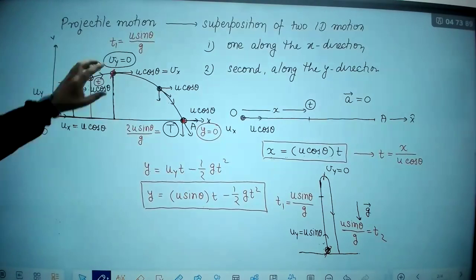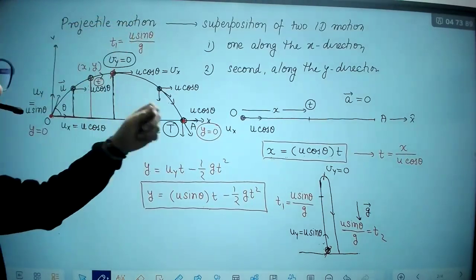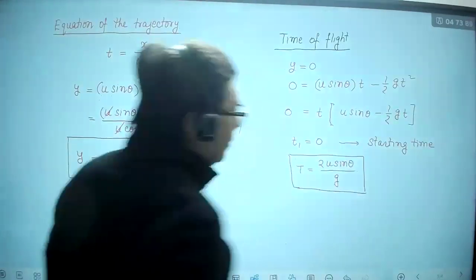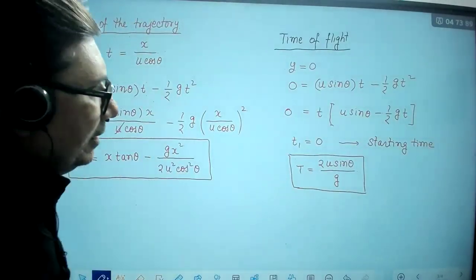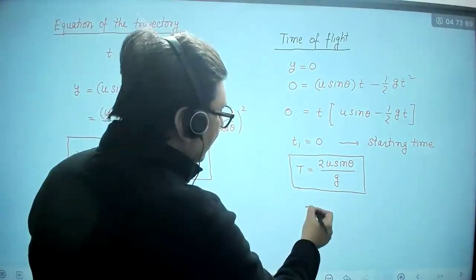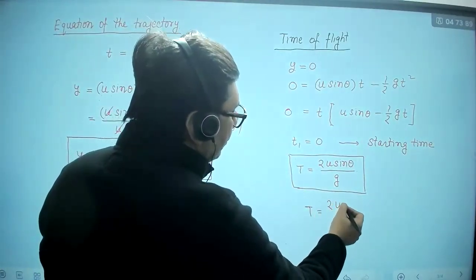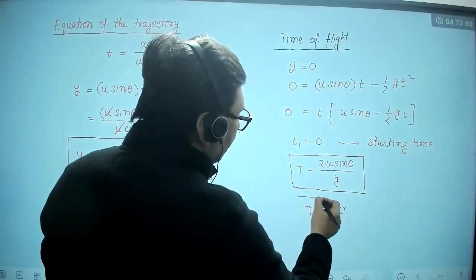Half of the journey will be in u sine theta upon g, and the rest half of the journey will be again in u sine theta upon g. So the total time here is 2u sine theta upon g. Now second, what is u sine theta? Can anyone remember? That is actually the initial velocity in the y direction, so you can also write it like this.